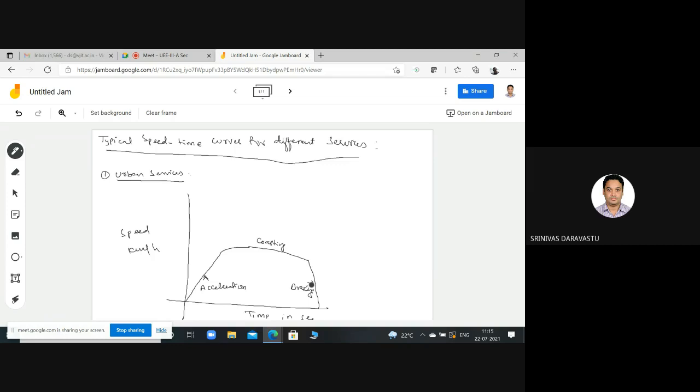The distance between the two stops is very small, less than 1 kilometer. Okay, that's why there is no free running period in urban services and suburban services. Generally, this is the urban services graph. This is the acceleration period, coasting period and braking period.